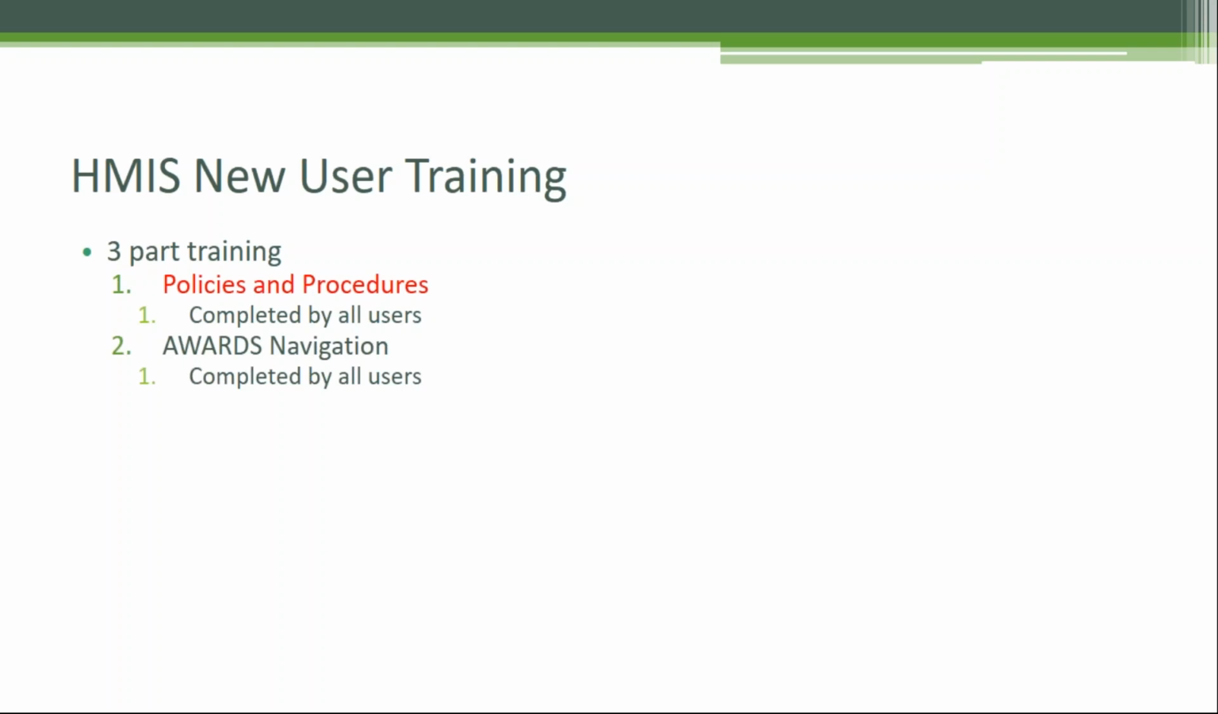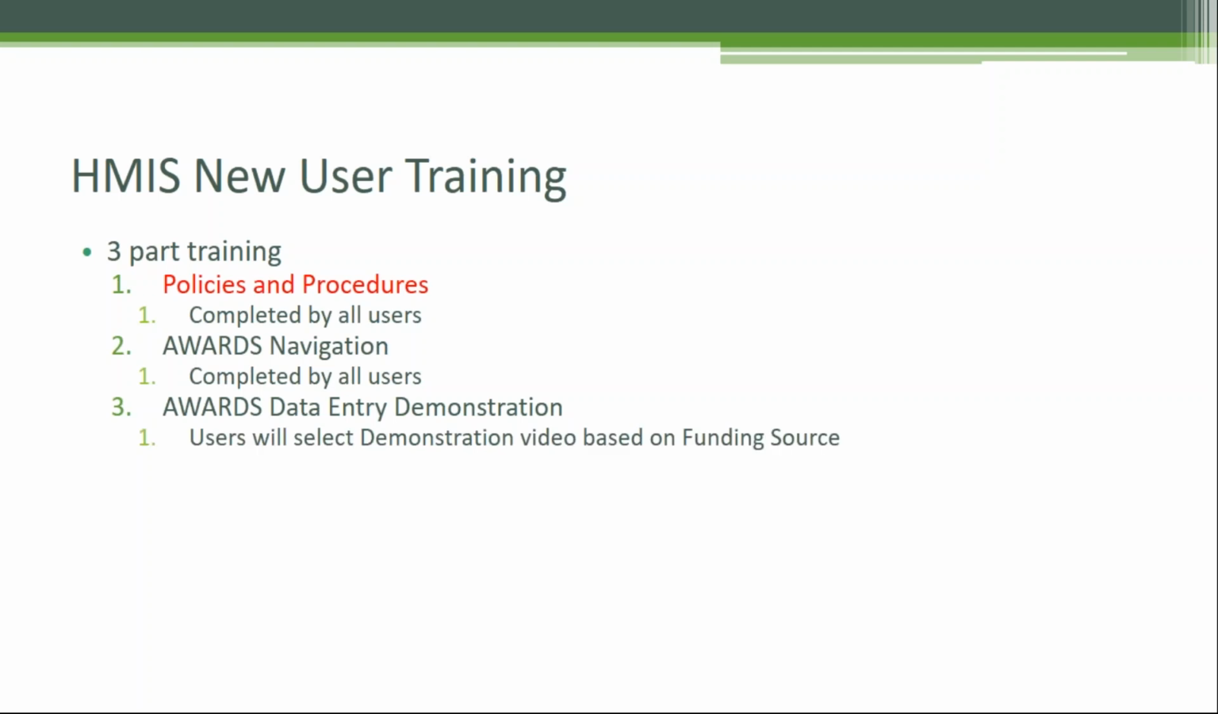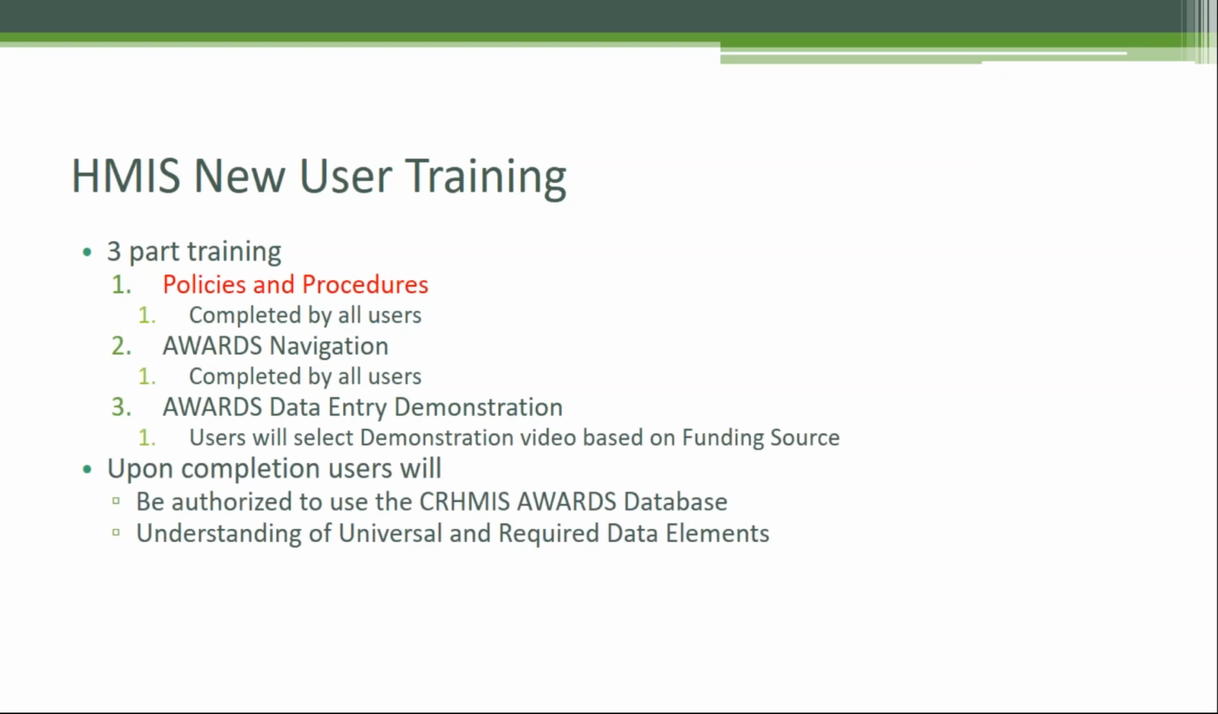The second video in this series is going to be awards navigation, and the second video will be completed by all users. The third video located within the training series is an awards data entry demonstration. Users will select the demonstration video based on their funding source. Upon completion of this training, you will be authorized to use the CARES Regional HMIS Awards database, and you will also have a better understanding of all of the universal and required program data elements.